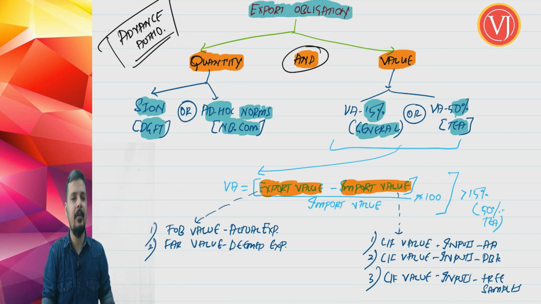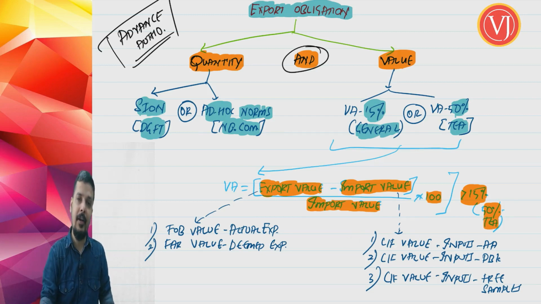Export value, friends, is always on FOB basis, right? So import is always on CAF basis. Don't forget that basic thing from your customs. Divided by your import value multiplied by 100. That should be more than 15% normally. If it is T sector, it is more than 50%.